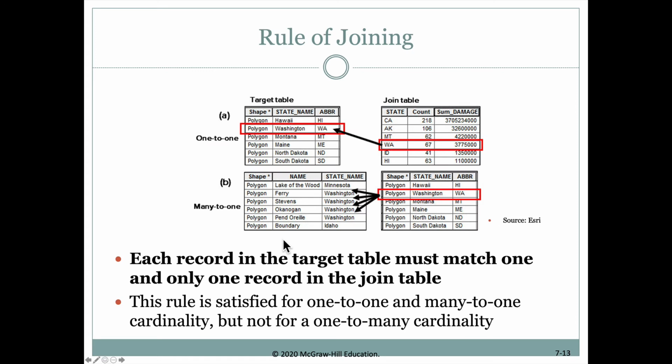So the rules of joining: if we want to join, we can do it in 2 different ways, right? We can do a one-to-one, or we can also do a many-to-one. But in both cases, each record in the target table must match one and only one record in the join table. So we can see that going here, right? We can have multiple arrows pointing in this direction or just one arrow. Both of those are okay, but that's what provides us with a join, and otherwise we need to use a relate.